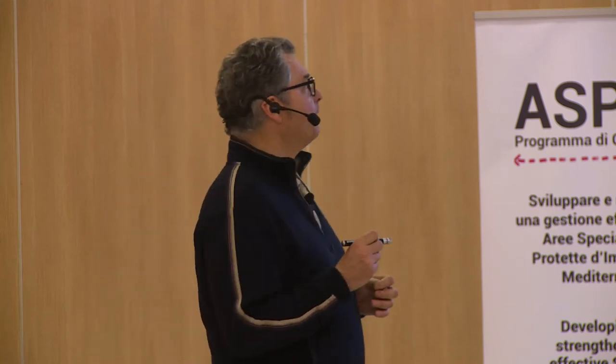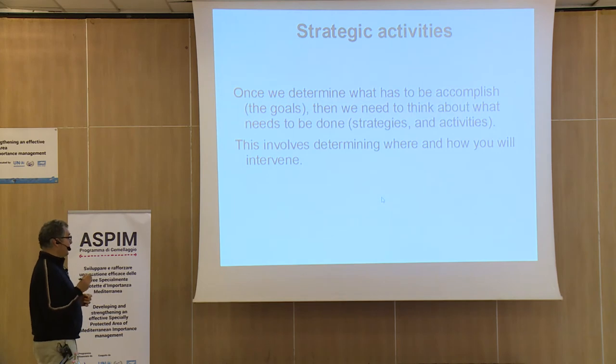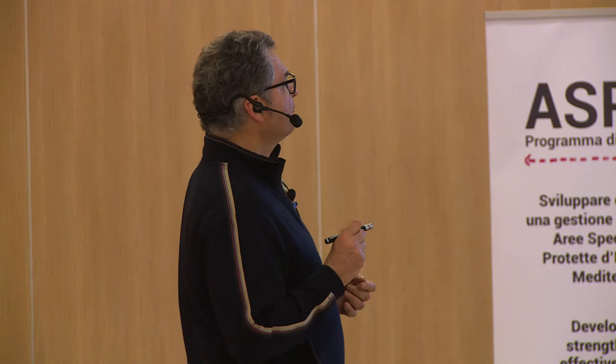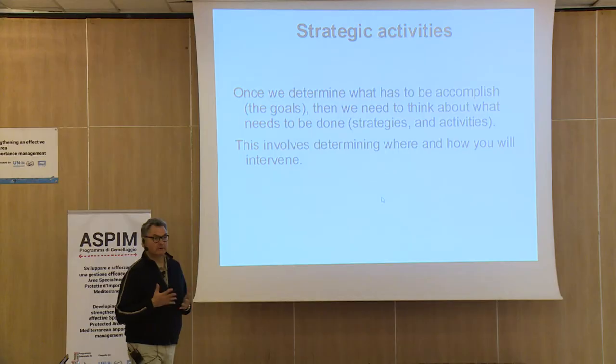Now we have a lot of yellow, pink, and orange boxes. Let's add the yellow boxes. Once we determine what has to be accomplished, the goals, then we need to think about what needs to be done: strategies and activities, or strategic activities. This involves determining where and how we'll intervene. In fact, what is the management plan?